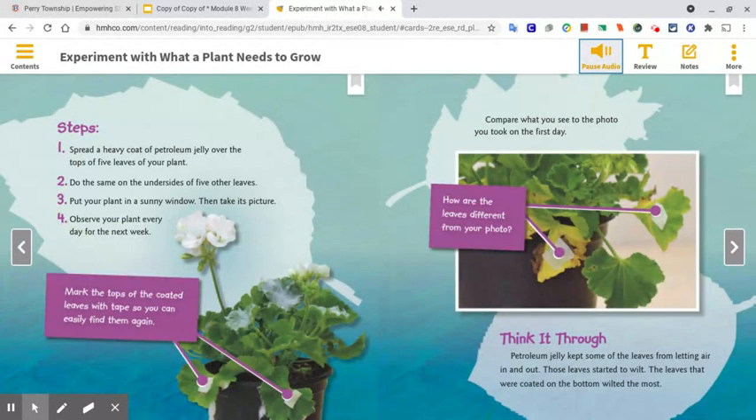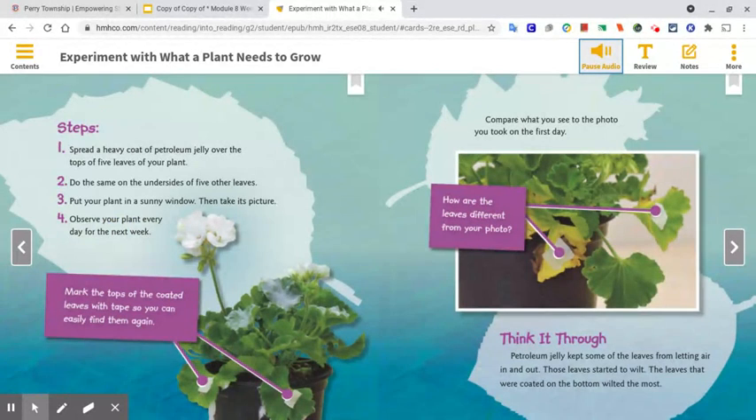Steps. 1. Spread a heavy coat of petroleum jelly over the tops of 5 leaves of your plant. 2. Do the same on the undersides of 5 other leaves. 3. Put your plant in a sunny window, then take its picture. 4. Observe your plant every day for the next week.